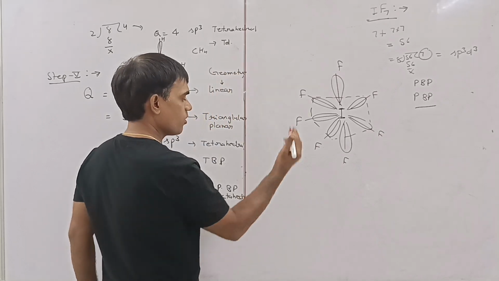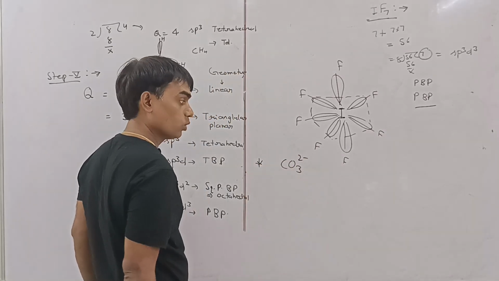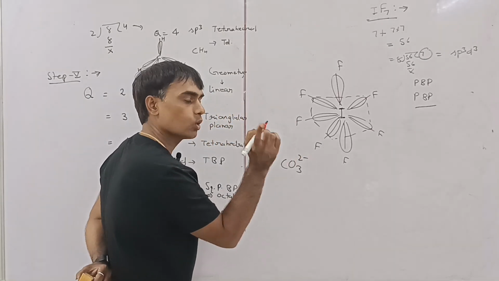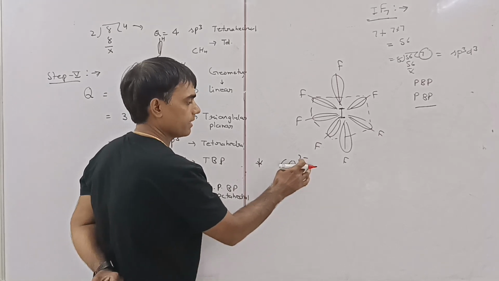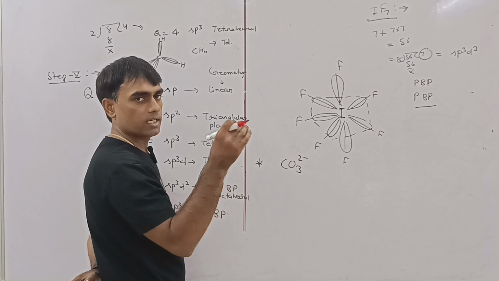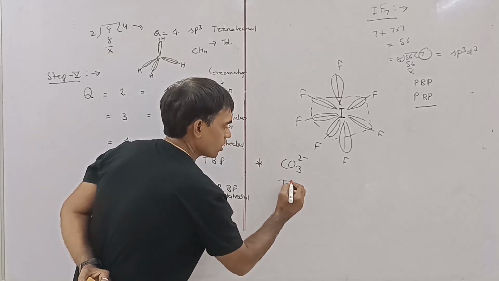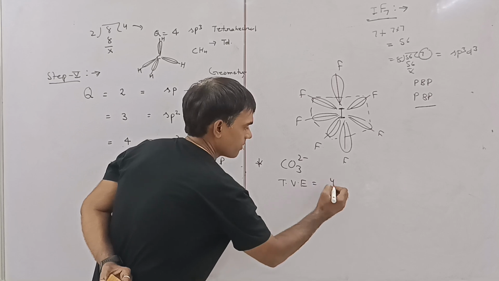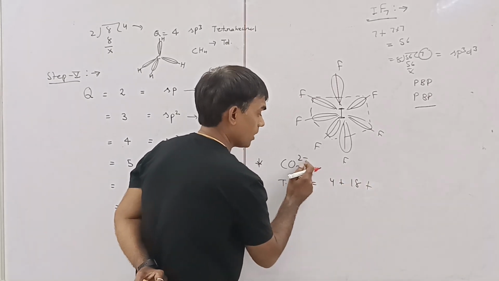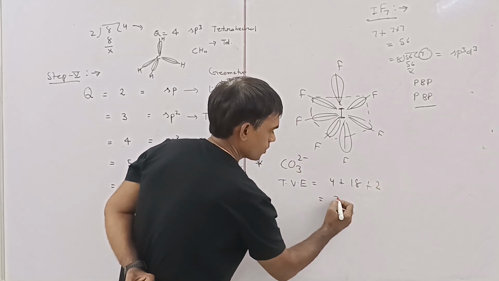Now this type of trick can be applied to ions also. For example, CO3 2 negative. When there is a negative charge, these electrons are added to the total valence electrons. Always keep in mind, if there is a positive charge, then you reduce the number of electrons according to the positive charge. So here the total valence electrons: carbon 4, oxygen 6 into 3, 18, plus 2 extra electrons. So it comes out 24.